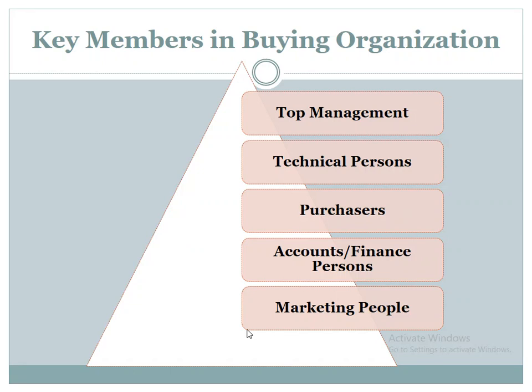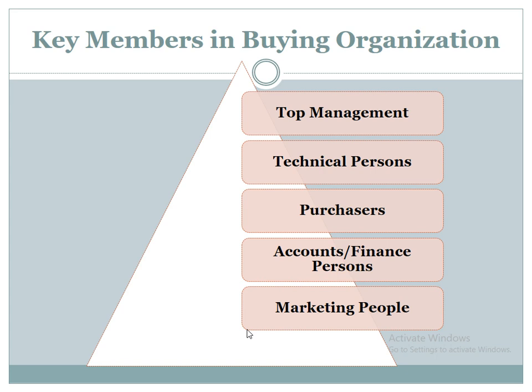Now we will learn about who the key members in a buying organization are. The following discussion will clarify the different key members in decision making units in industrial buying decisions, and these key members are top management, technical persons, purchasers, accounts or finance persons, and marketing people. We will talk about each one in a few lines, starting with top management involvement as a member in the buying organization.